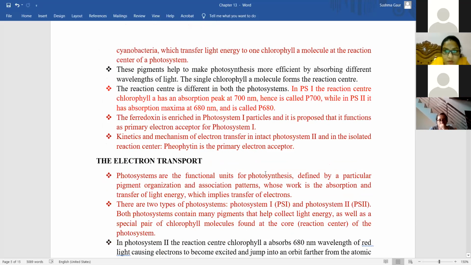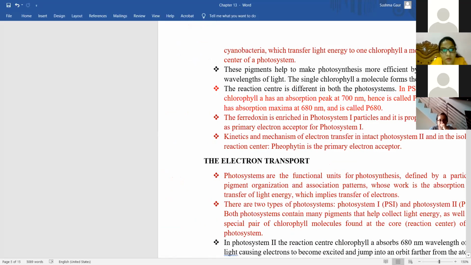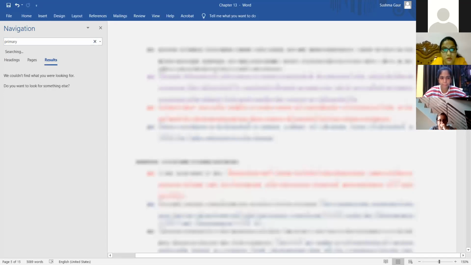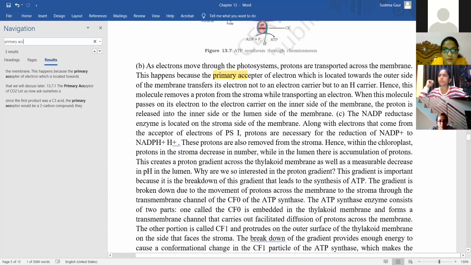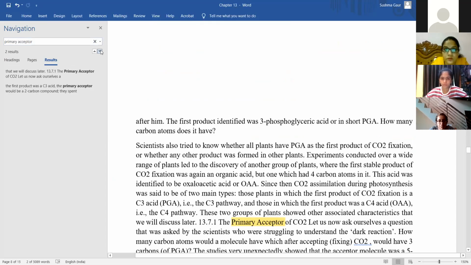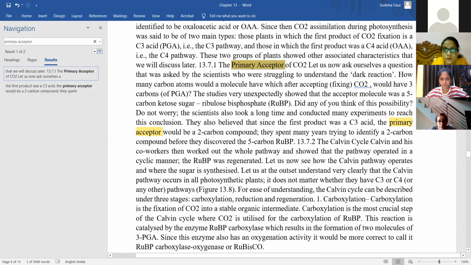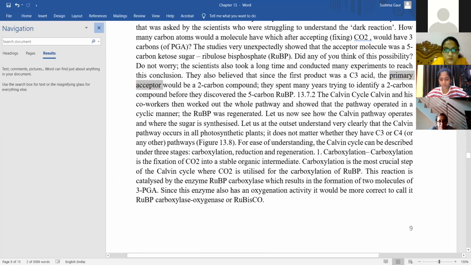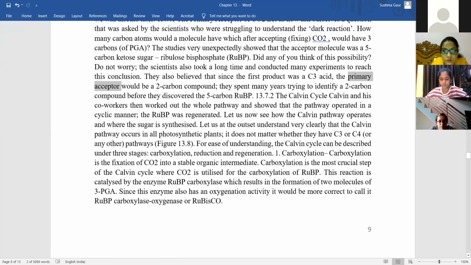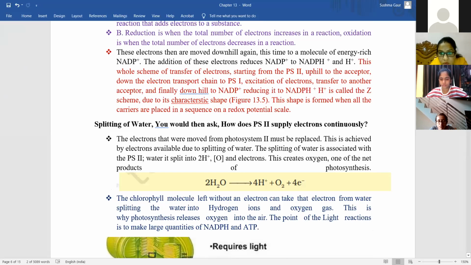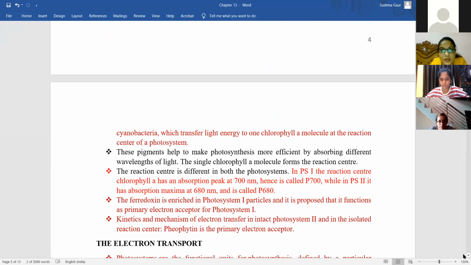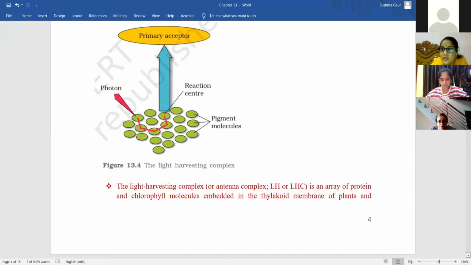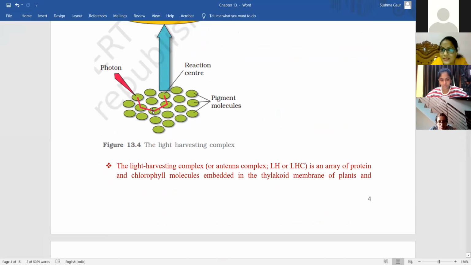One minute. I don't know, somewhere I have added what is meant by primary acceptor. If I find it, I will tell you in between. Okay, so these are the different portions of the light harvesting complex. Is it clear?